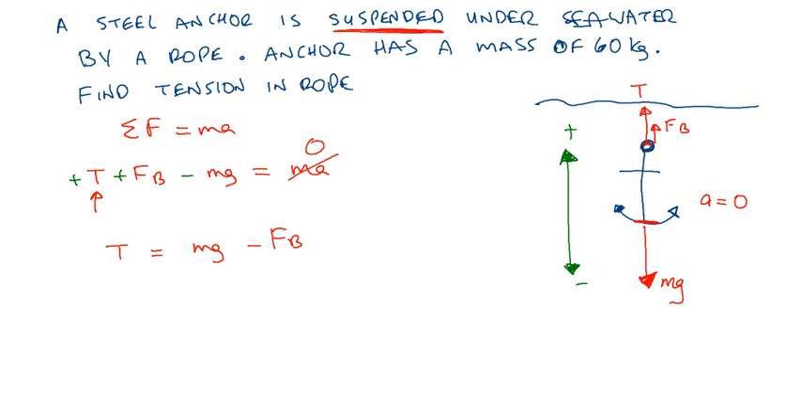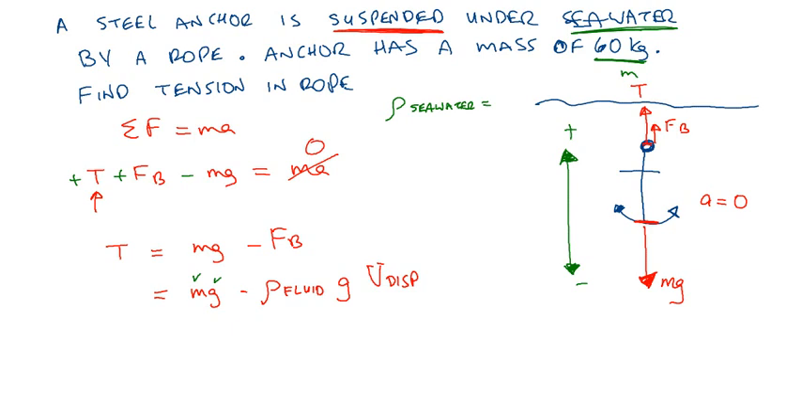Let's see where this takes us. T equals mg minus F sub B, and I know that the buoyant force is the density of the fluid times g times the displaced volume. It would look like that. Let's pause here, see what we have. I know that the mass is 60 kilograms, so I have that. I have g. This is seawater, right? And the table had that the density of seawater was a little bit more than the density of water.